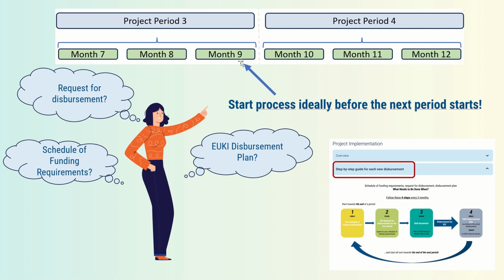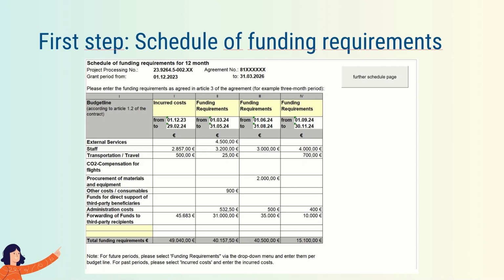Since it had been 3 months since the last request was due, Mara does not remember every step of the process perfectly and takes another look at the 4-step overview on the EUKI Wiki for projects on the EUKI website. And now she remembers. The first step Mara will do for her next disbursement is to open her schedule of funding requirements. Without the current version of the schedule, the finance department of GIZ will not pay out any disbursements.